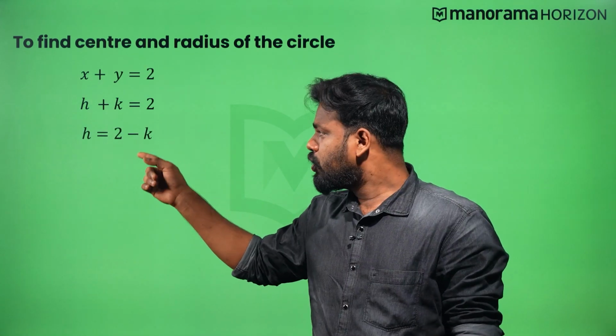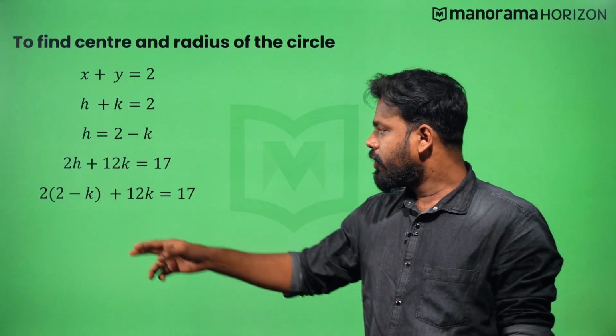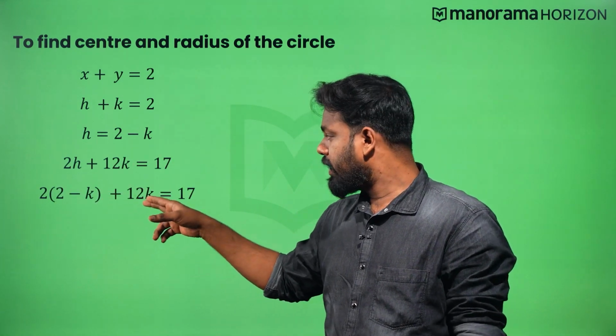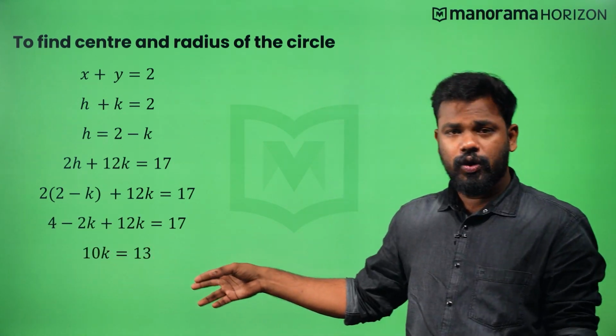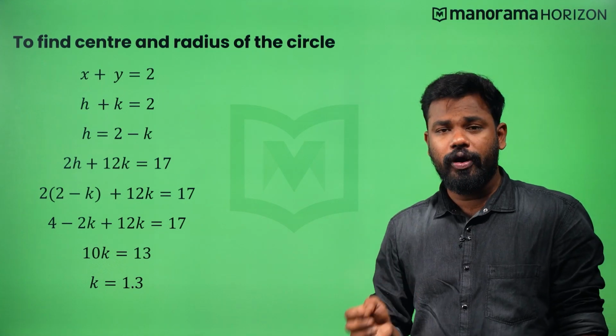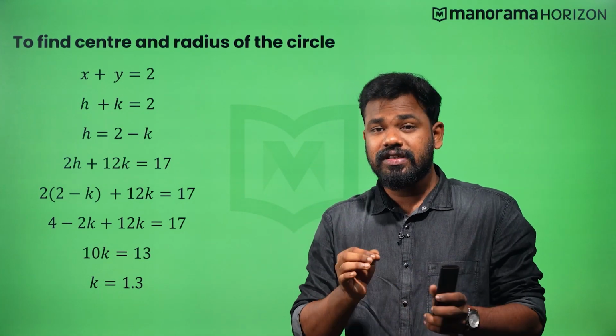So putting this h is equal to 2 minus k here in this equation, 2h plus 12k is equal to 17. You will be getting 2 into (2 minus k) plus 12k is equal to 17. And by doing all the calculations, you will be getting 10k is equal to 13, or k is equal to 1.3. So you got the k, or the second y coordinate of the center.